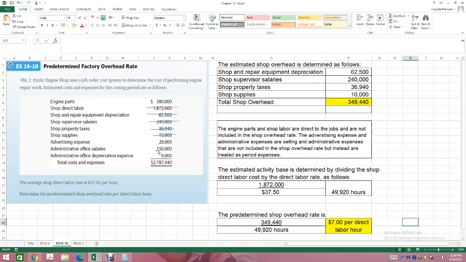And remember, these three items are period expenses. They do not fall under direct materials, direct labor, or overhead.